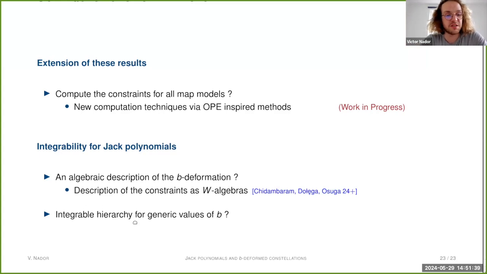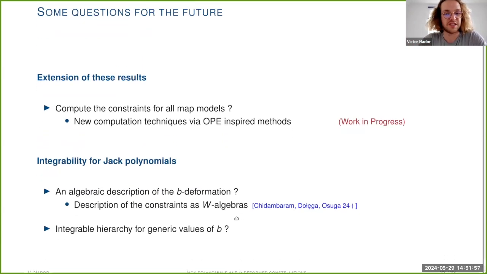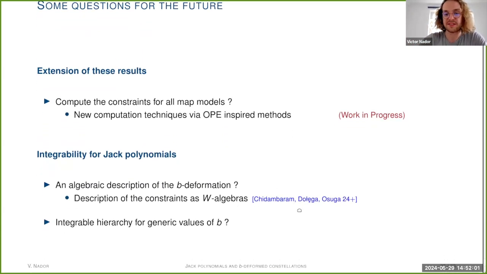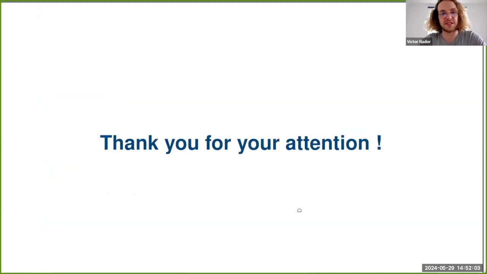And a second question that, in my opinion, to my knowledge, hasn't been studied at all, is whether there exists an integrable hierarchy, similar to the KP or the large BKP, that would hold for generic values of B, at least for this model. So yeah, these are questions that I hope to investigate in the future. So that's what I wanted to present for today. So thank you for your attention.